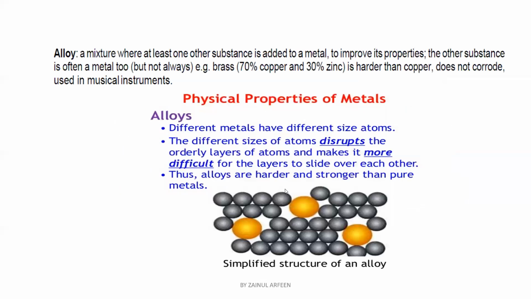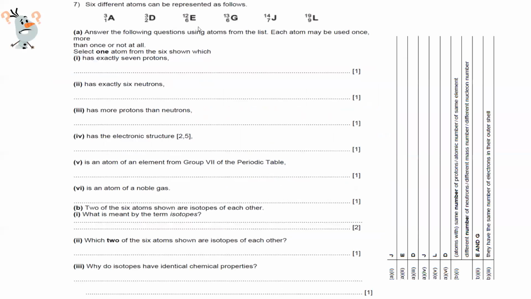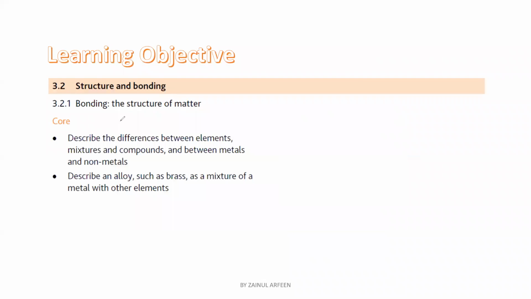Is it clear? Does anyone have a doubt in this part? First we started with the definitions of element, mixture, compound, and then the difference between metals and non-metals. The second part, describe an alloy. What is an alloy? It is a mixture of metals, and then brass is a mixture of two metals. Any question or doubt in this part?